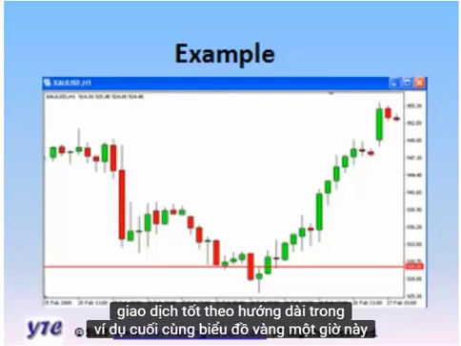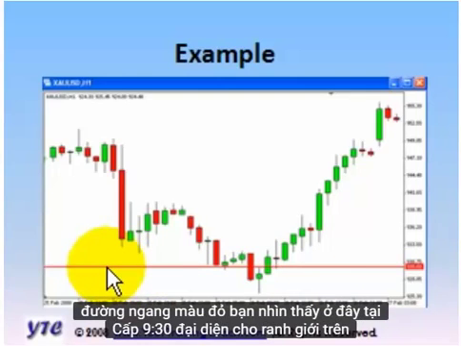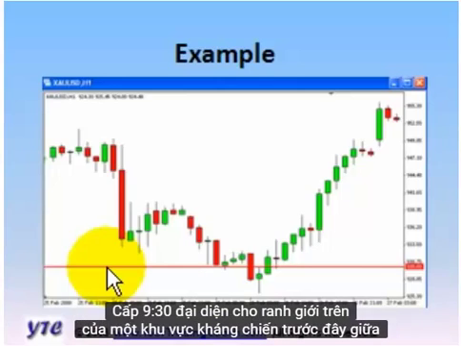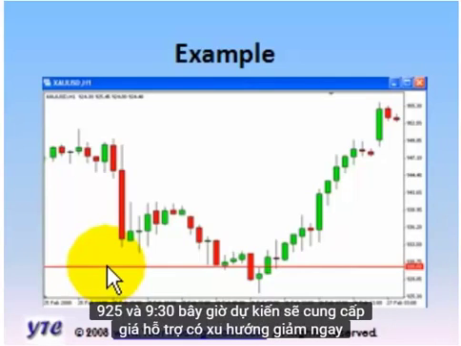And the final example, gold 1 hourly chart. This red horizontal line that you see here at the 930 level represents the upper boundary of a previous area of resistance between 925 and 930, now expected to provide support.